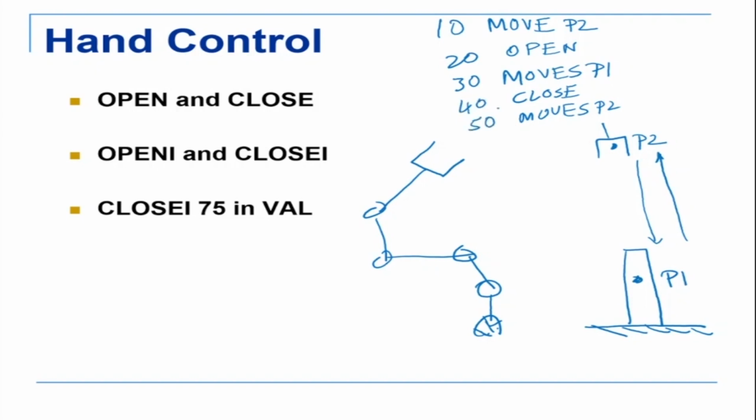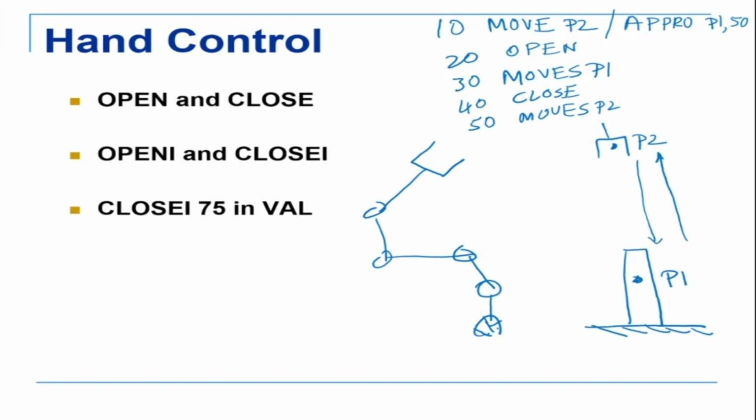This is a simple program I've written. So move to the point P2. I could have also approached P2. I could have written approach P1, keep a distance of 50. The same equivalent command. Now after moving to P2, I say open.